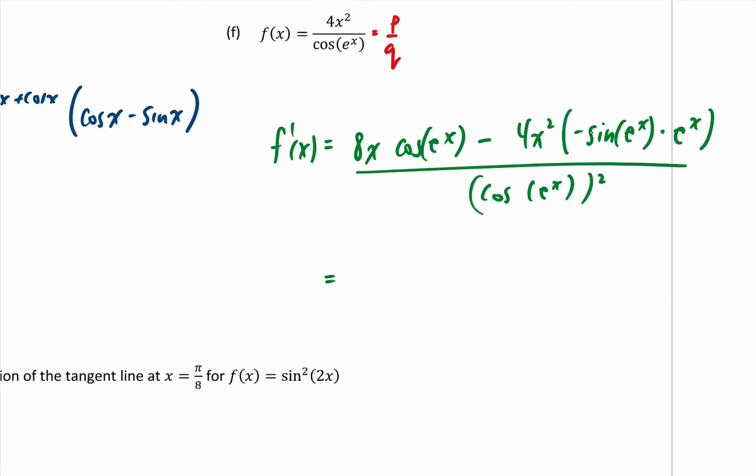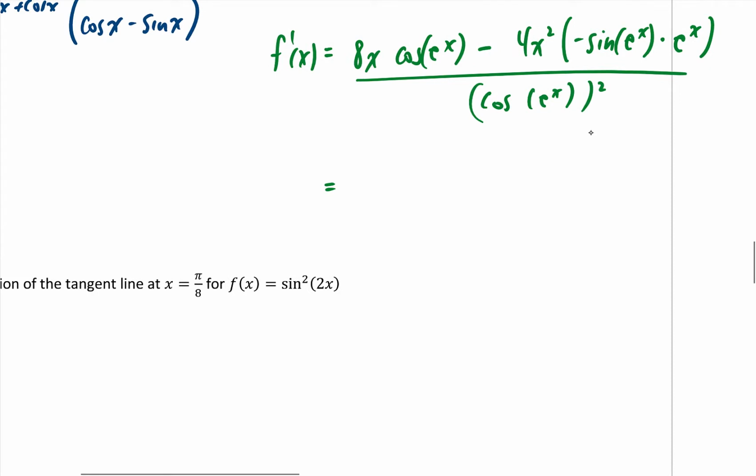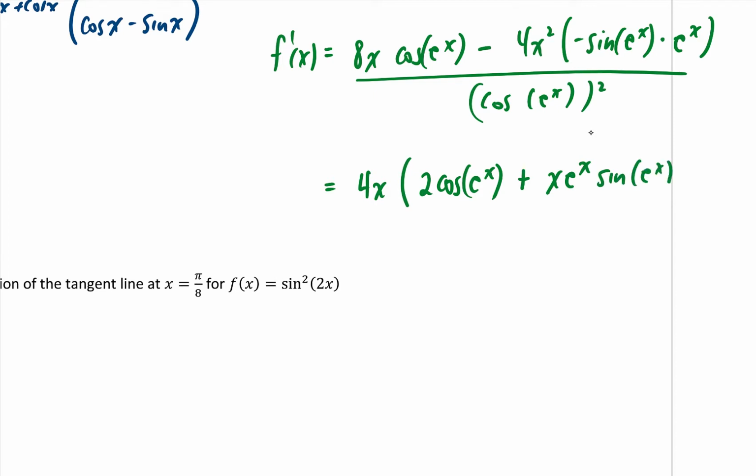And on one like this, we could take one step to simplify. The only common factor I see in the numerator is 4x. So I take out a 4x, and I'm left with 2 cosine e to the x minus x e to the x, and this will become plus because of the two negatives, sine e to the x. So there's our numerator, and our denominator is still cosine squared e to the x.